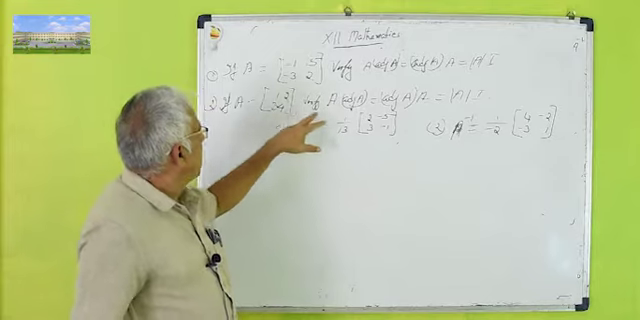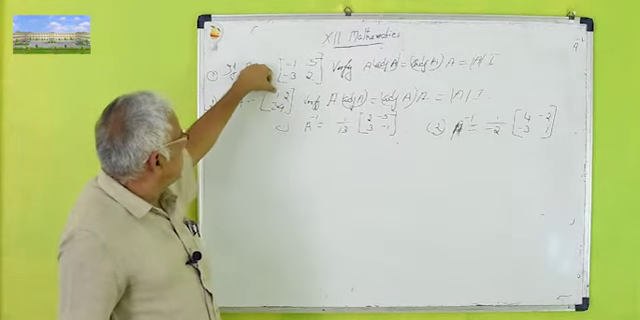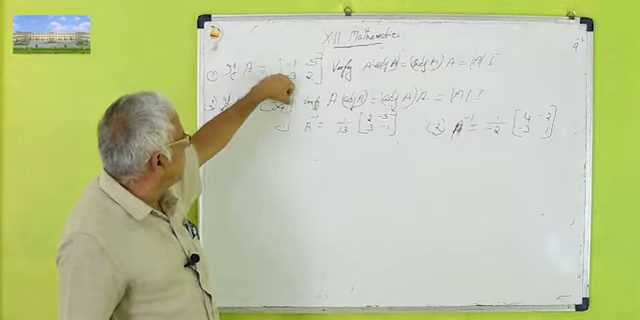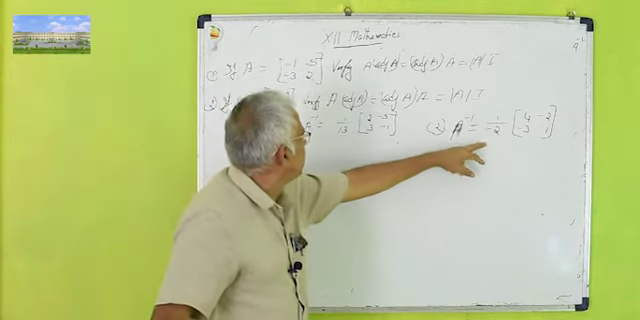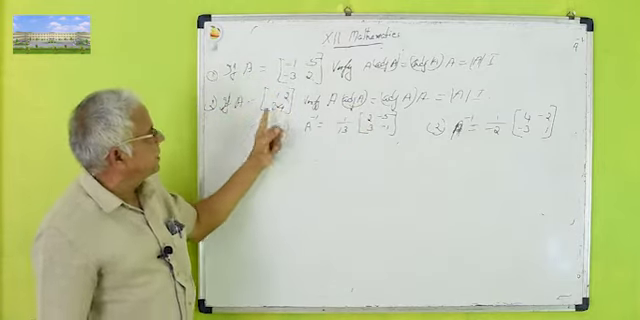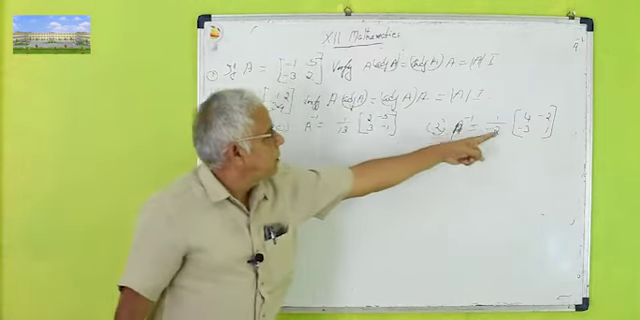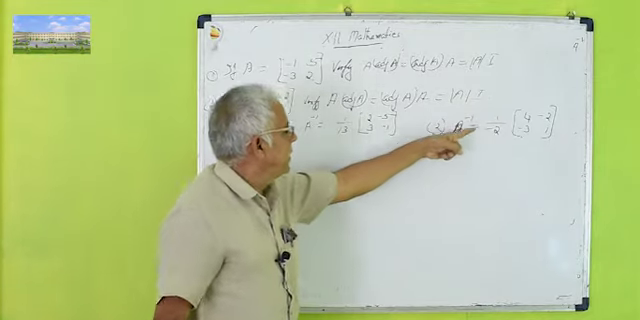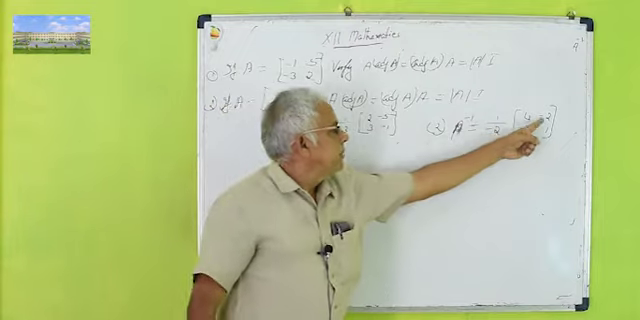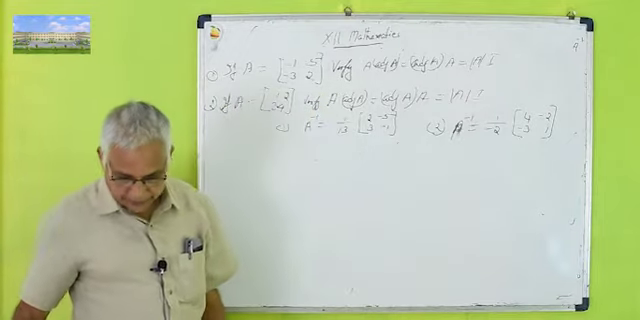Similarly, the determinant of the second question is 1 into 4 minus 3 into 2, which is 6 minus 2, so 1 by -2 into the adjoint. Main diagonal elements interchange, so 4 and 1 swap. Off-diagonal elements change sign: -2, -3. This is the answer.